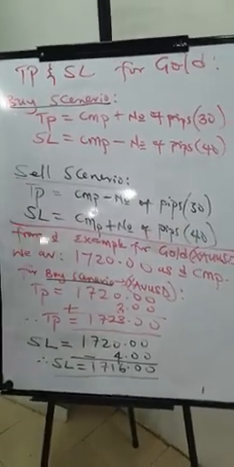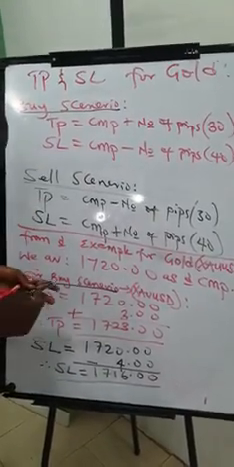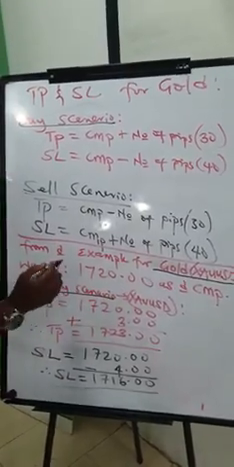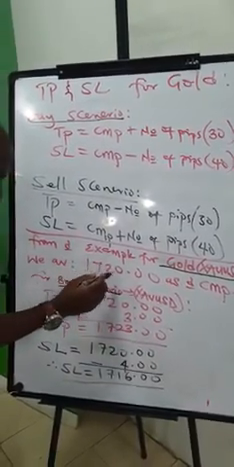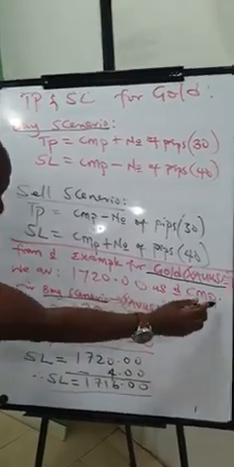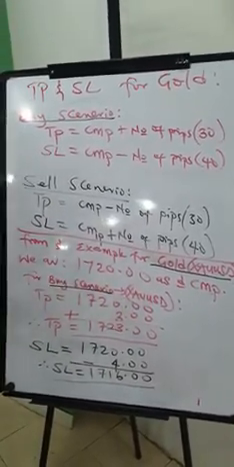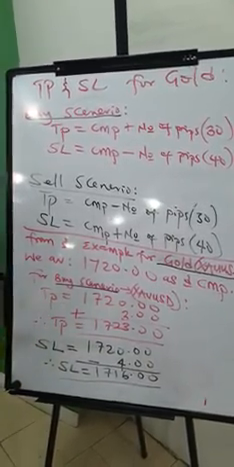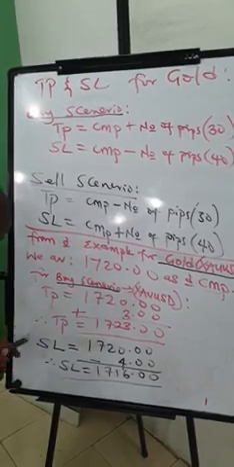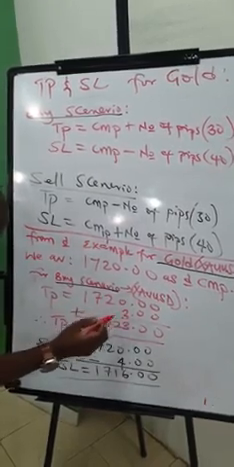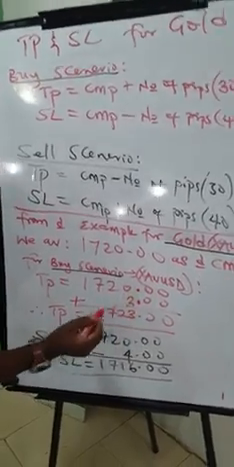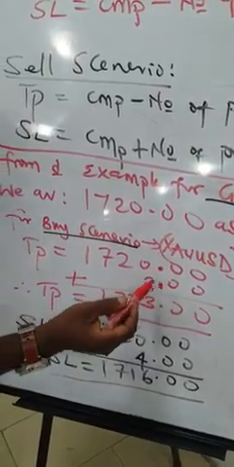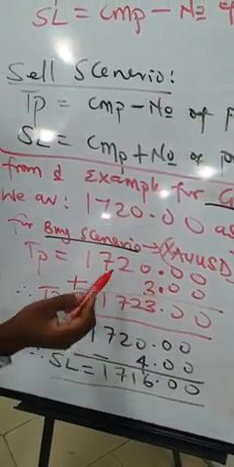Now to do the calculation proper, from the example we had before I cleaned the class, the initial calculation on gold, we said the current market price was 1720, which is the CMP for gold at that time. Now, for a buy scenario for that gold situation, your TP will equal 1720.00 plus 30, and this is the position where you write your 30. You can see how the 30 is written just before the decimal point.